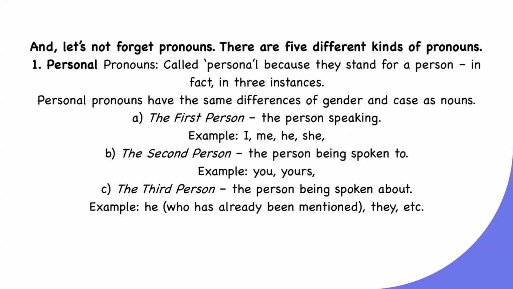And let's not forget pronouns. There are 5 different kinds of pronouns. Personal pronouns, we've already come across these, called personal because they stand for a person. In fact, in 3 instances, personal pronouns have the same differences of gender and case as nouns. First person is the person speaking, I, me, he, she. The second person is the person being spoken to, you or yours. The third person is the person being spoken about, he, if he's already been mentioned, they, etc.